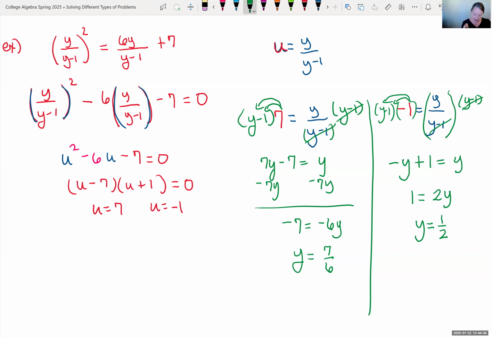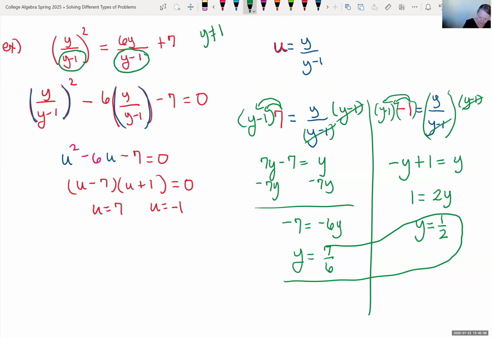I do need to be careful. I didn't raise both sides to any even power, but I do have a variable in my denominator. So you need to make sure that didn't set the denominator in our original equation equal to 0. The only thing that would have done that was if y was 1, so y couldn't be 1, and that wasn't one of my solutions. So our solutions are 7/6 and 1/2.